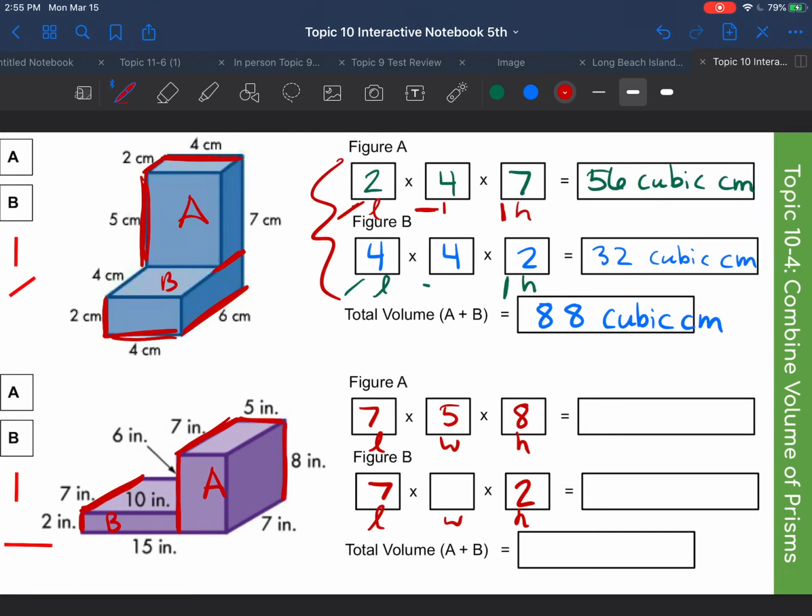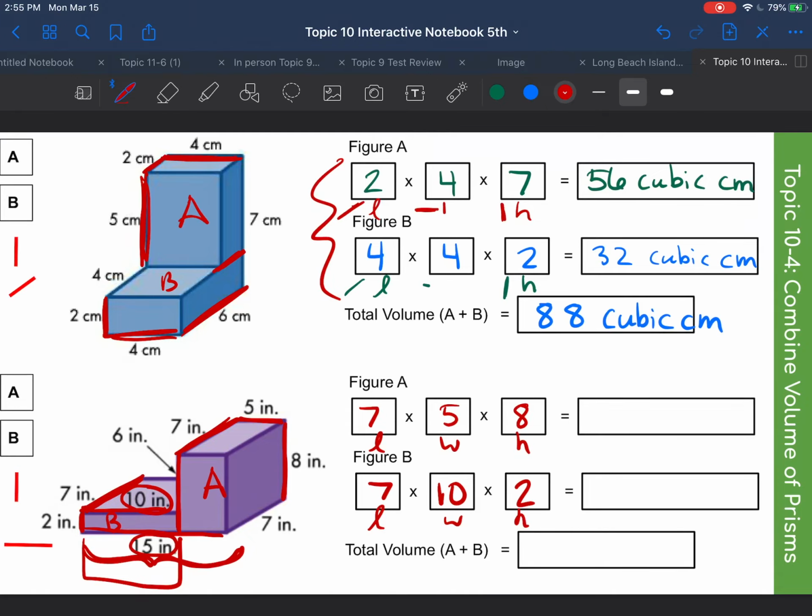And how wide it is, now this is something a little different. Are we going to use 15 or are we going to use 10? Those are both horizontals. Well, figure B is not this whole entire thing. Figure B is just this. So it would be 10.